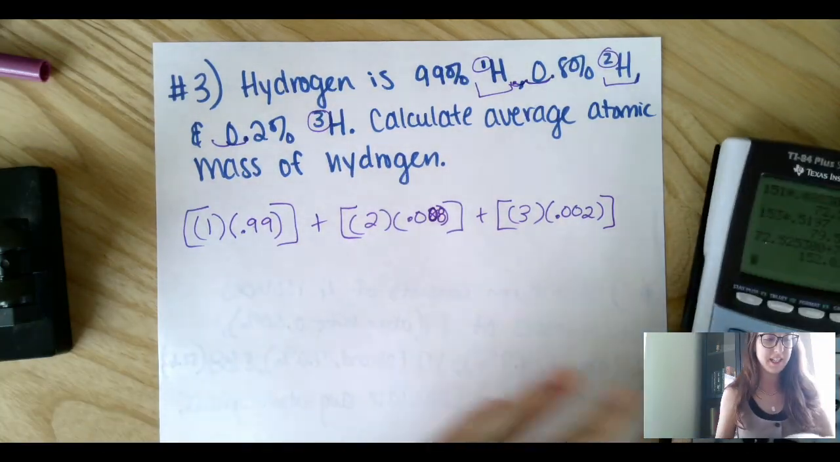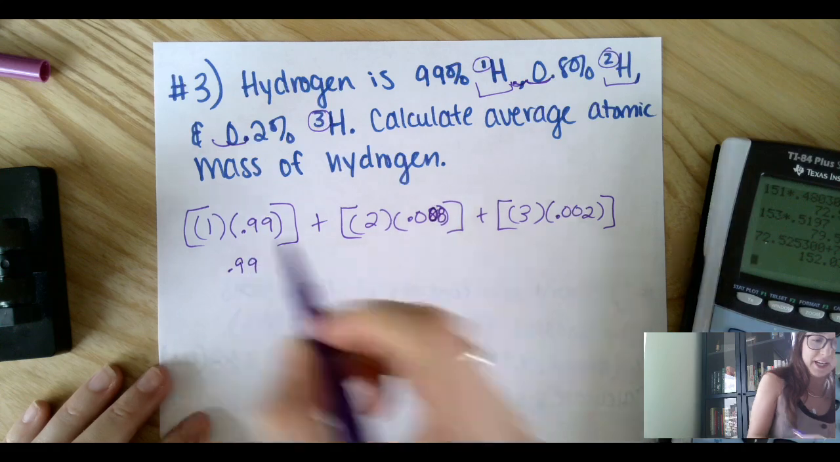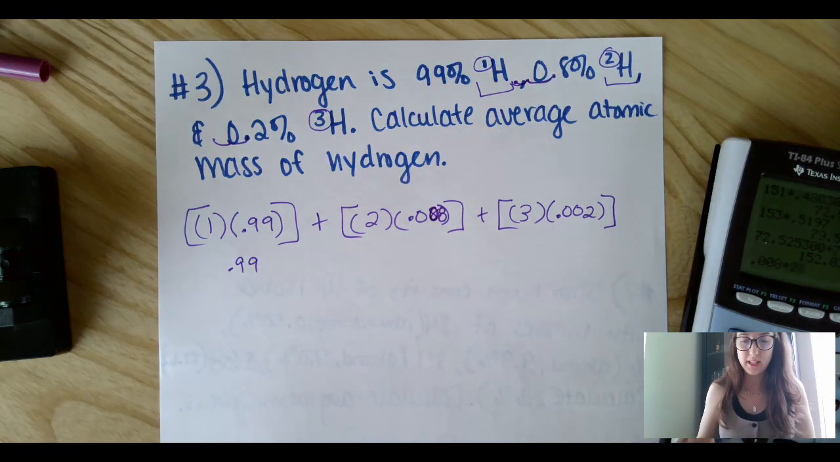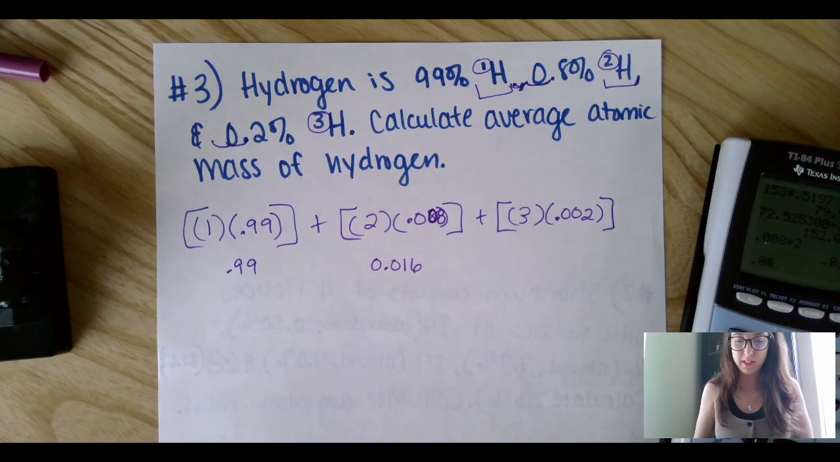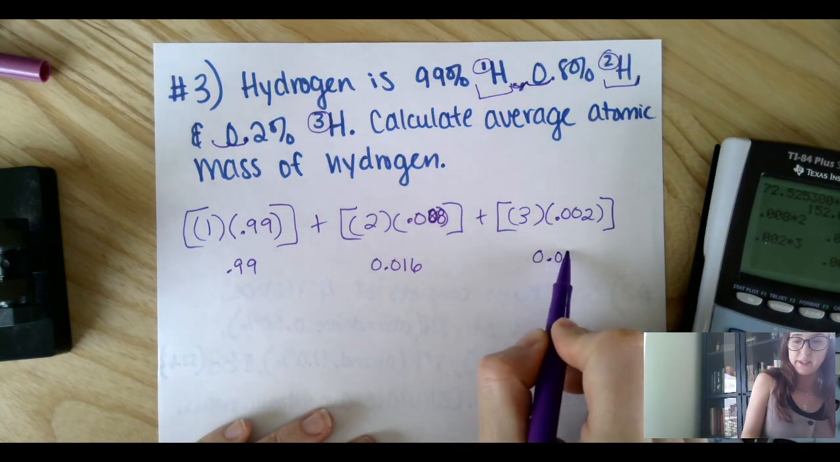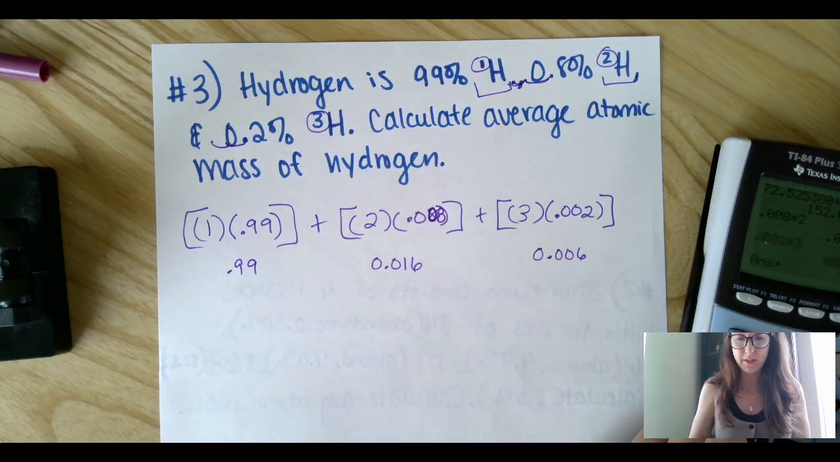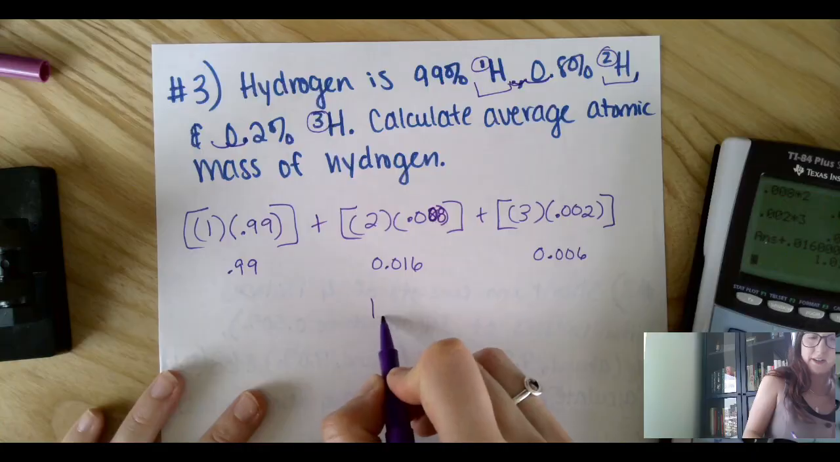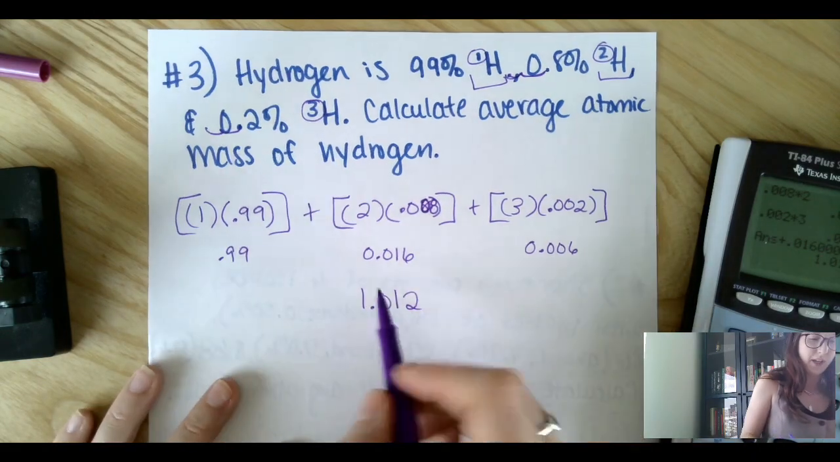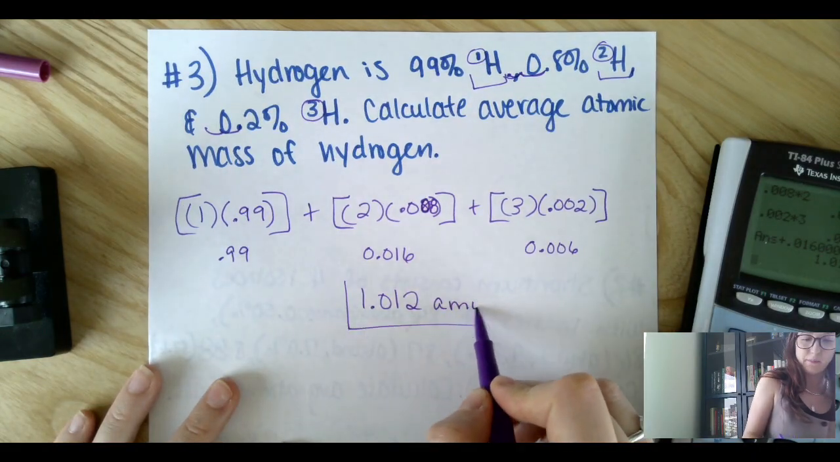All right, so then now we're going to add these together. So 0.99 times 1, that's obviously going to be 0.99. 0.008 times 2, that's going to give me 0.016. And 0.002 times 3 is going to give me 0.006. I add those together, and I get 1.012. And that would be my answer, AMU.